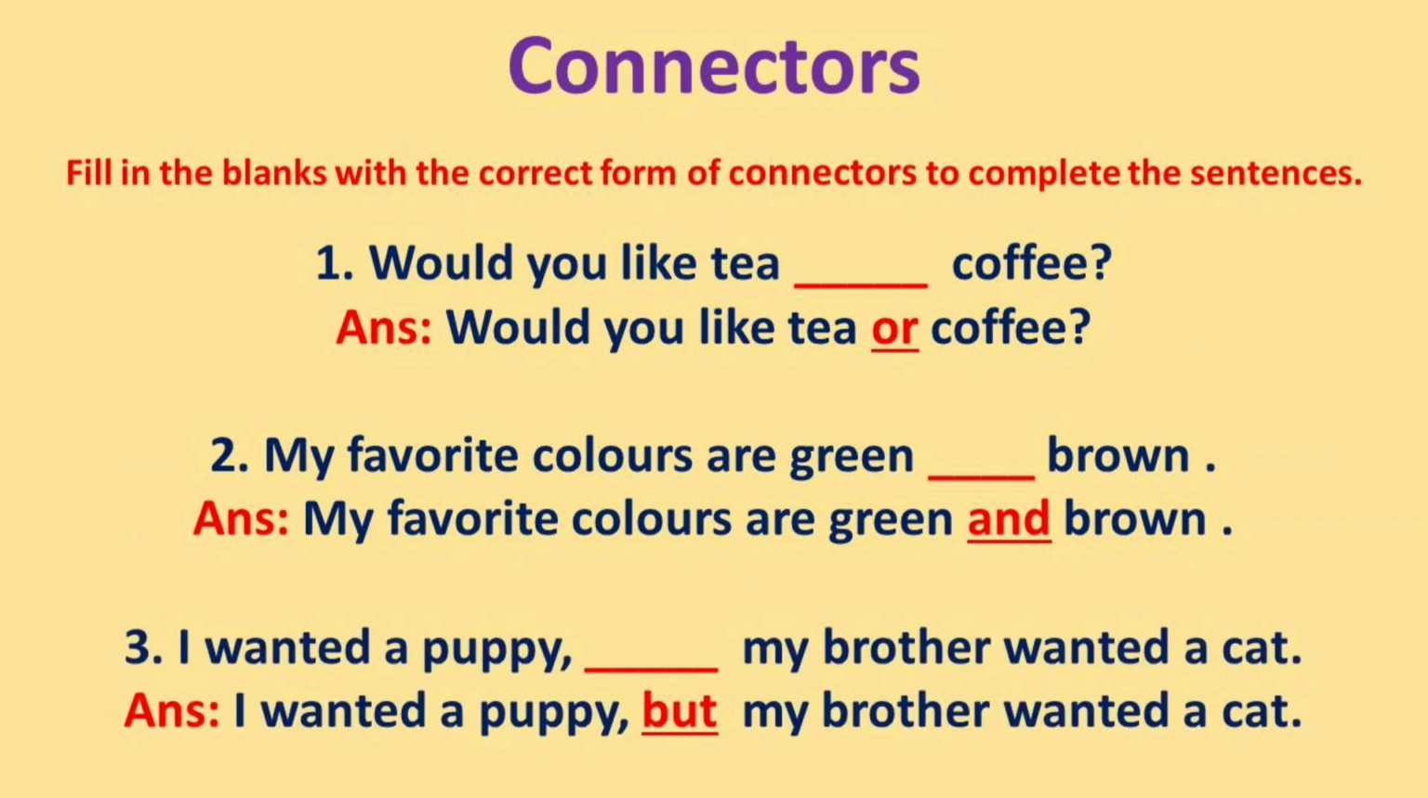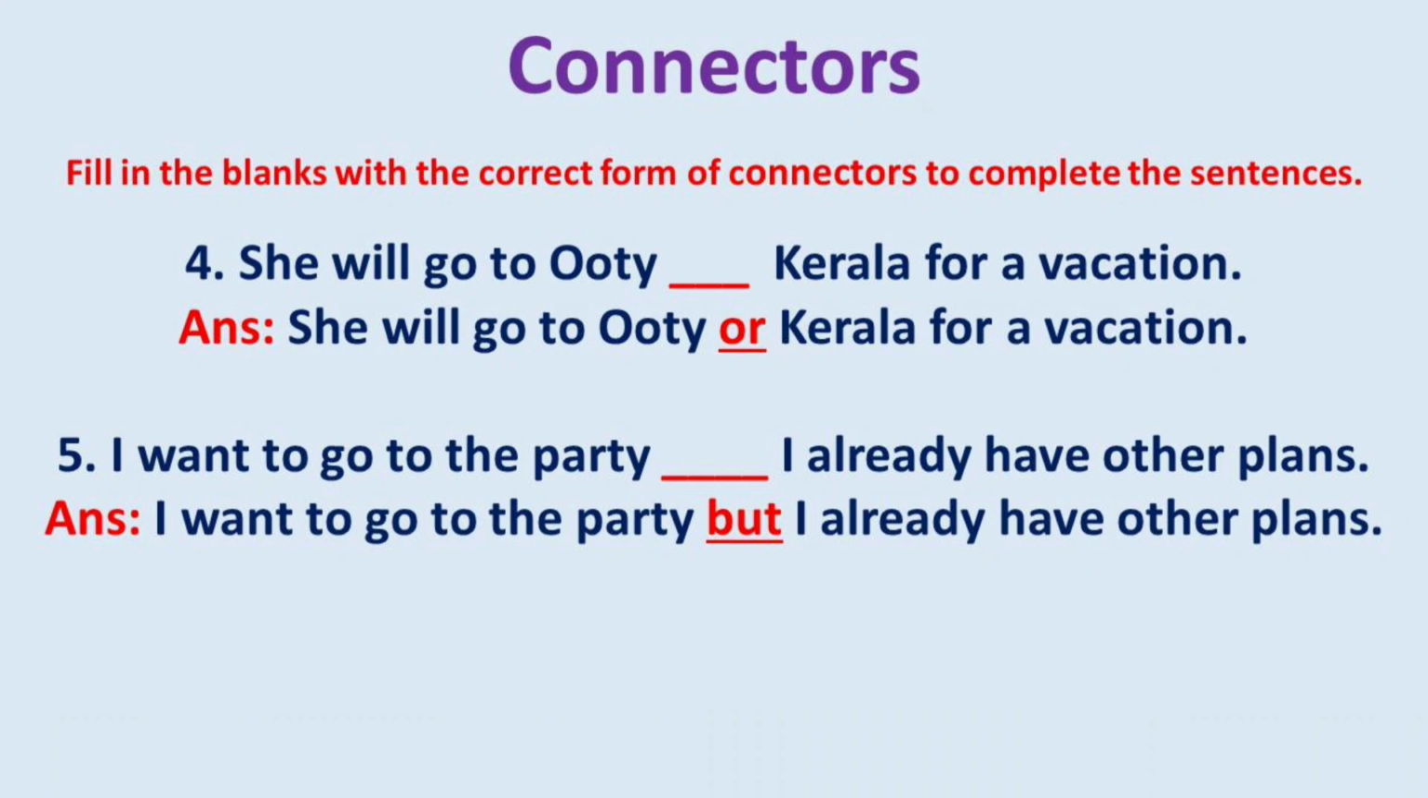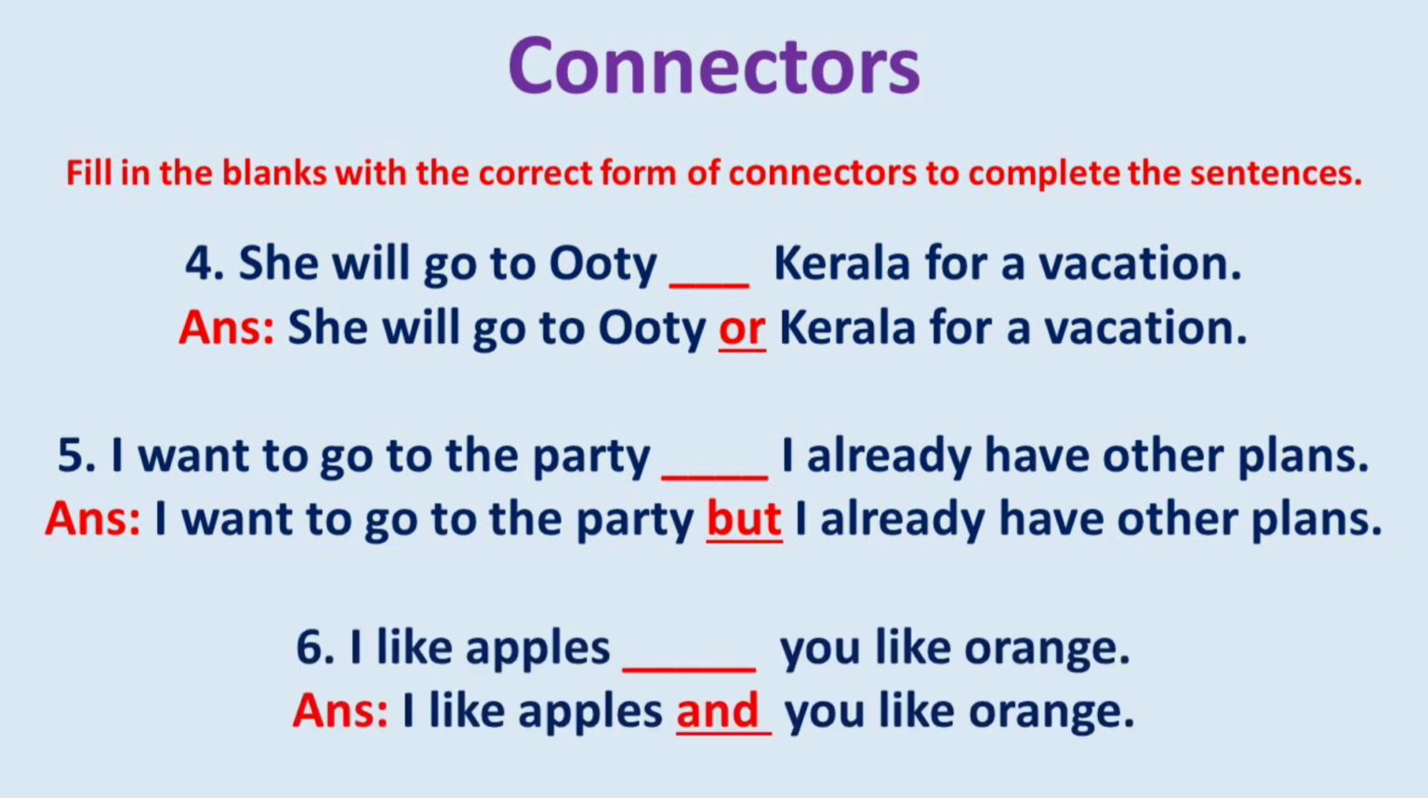3. I wanted a puppy, dash my brother wanted a cat. The answer is, I wanted a puppy, but my brother wanted a cat. 4. She will go to Ooty dash Kerala for a vacation. The answer is, she will go to Ooty or Kerala for a vacation. 5. I want to go to the party dash I already have other plans. The answer is, I want to go to the party but I already have other plans.